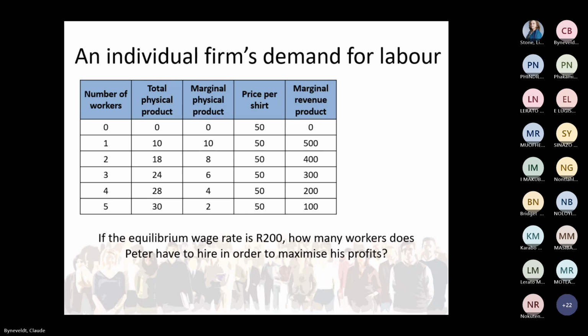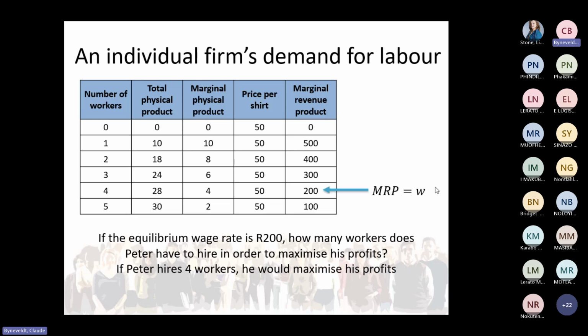So if the equilibrium wage rate is 200, you can see here 4 workers are being employed. The total physical product is 28. The marginal physical product is 4. The price per shirt is 50. The marginal revenue product, which is the wage rate, is 200. Now the question is, how many workers will Peter hire or employ to maximize his profit?